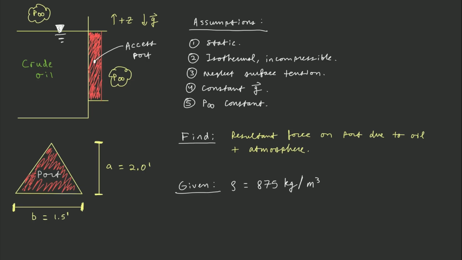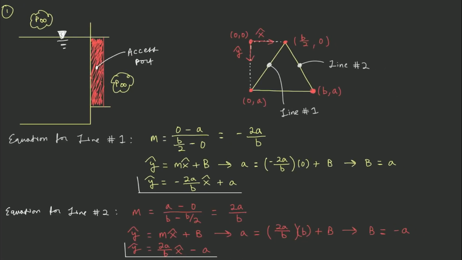So I'm going to breeze through some of the assumptions, some of the algebra, some of the calculus. The real novelty here is the integration over this triangle and how we actually do that. We're trying to find the resultant force on the port due to the oil and the atmosphere. This is our port, here's our geometry, and we have our standard assumptions for hydrostatics problems.